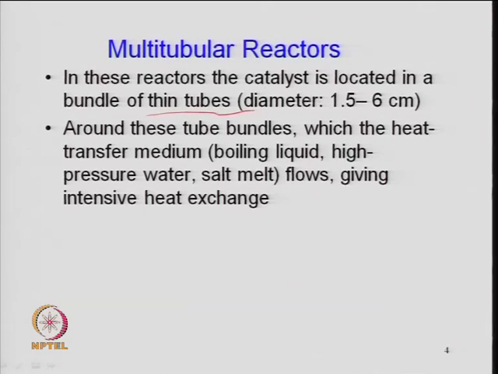So, small tubes, diameter may be roughly between 1.5 and up to 6 centimeters. That depends on the amount of catalyst required to be loaded. With small tubes, the surface area per unit volume will be high in those cases. So, heat removal will be better, right.